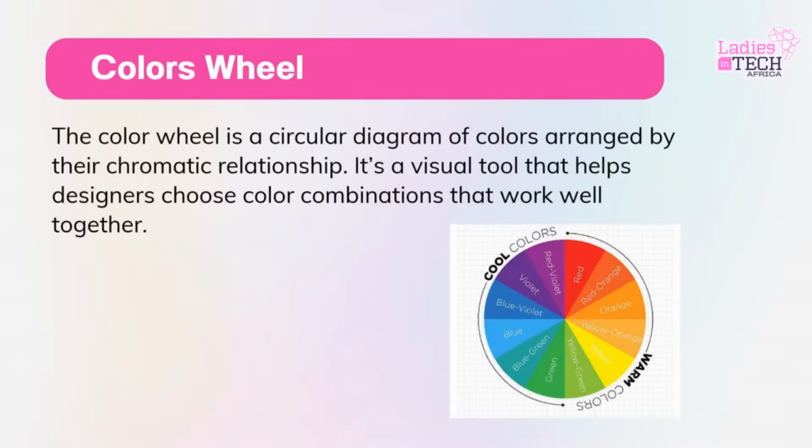so the color wheel is a circular diagram of colors arranged by their chromatic relationship. It is a visual tool that helps designers to choose color combinations that work well together.